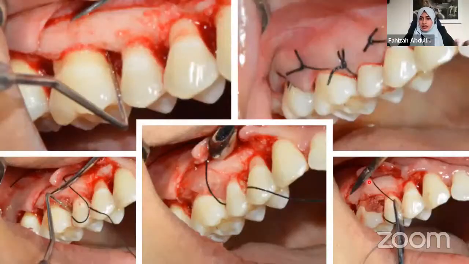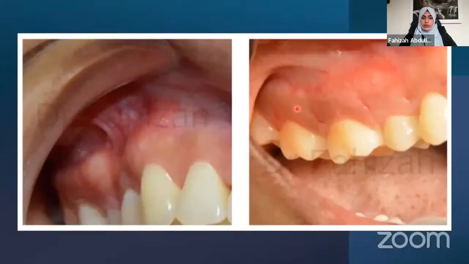So these were the basic steps, and coming back to my case, we filled the defect with the bone graft, placed a collagen membrane over that, and then sutured up this case. This is how the patient initially came with the buccal exostosis, and this is after 1 week post-op, where we got a nice contour of the gingiva, nicely adapted to the tooth.